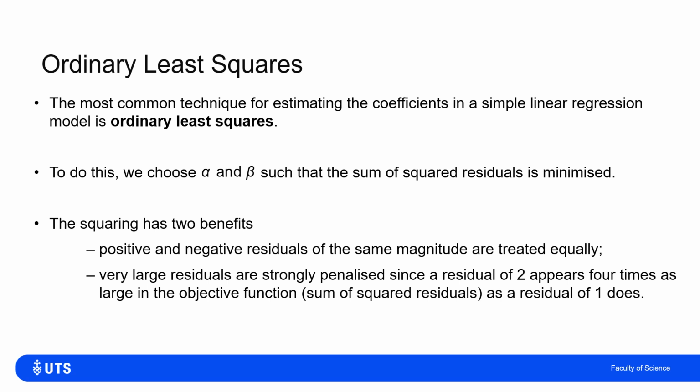Being 3 times as far away gives you 9 times as large a squared residual. I suppose it arguably has a third benefit, which is that the other option that people sometimes use is looking at just the absolute value of the distances. But differentiating an absolute value is a lot harder than differentiating to optimize a squared term.